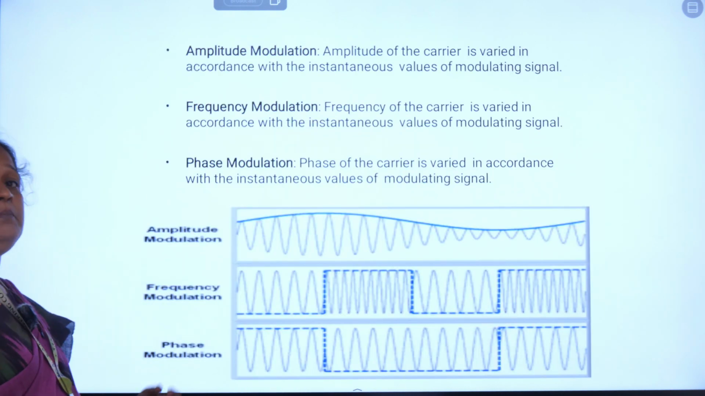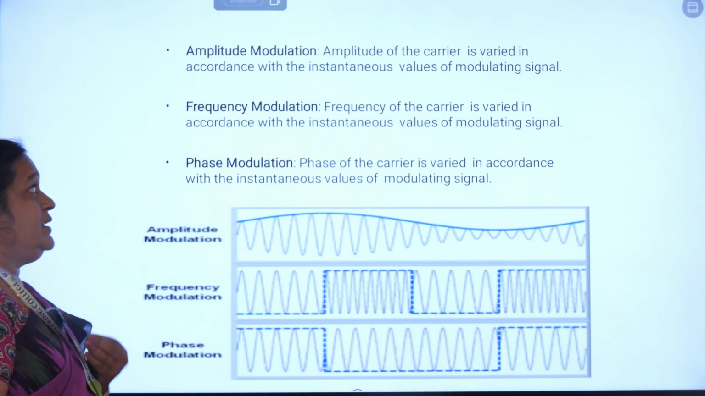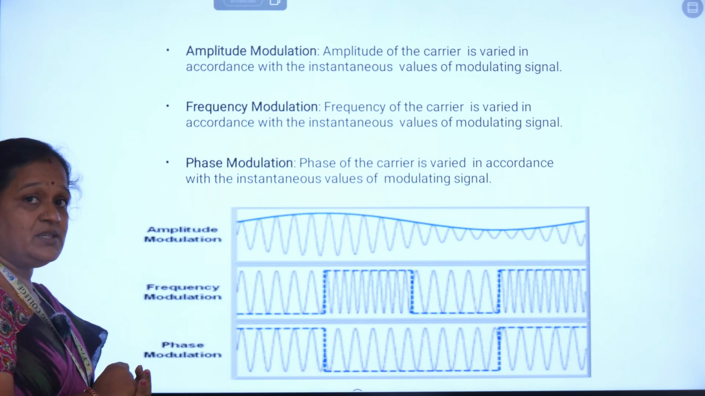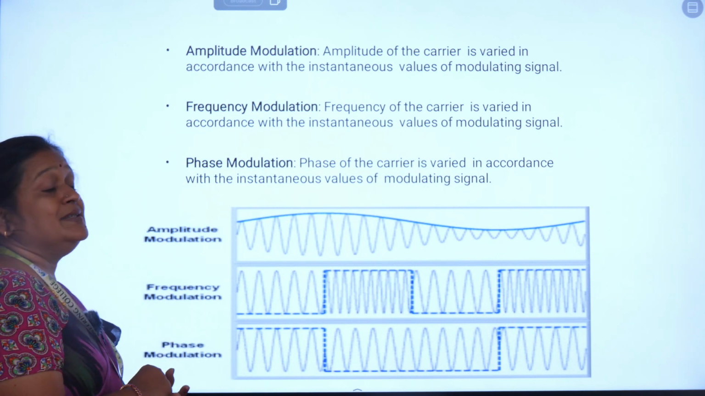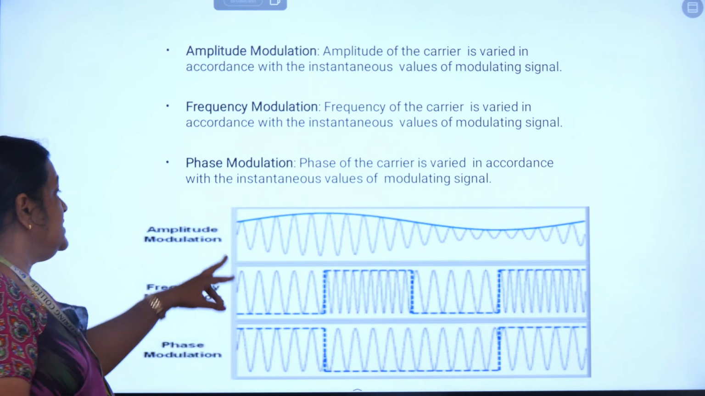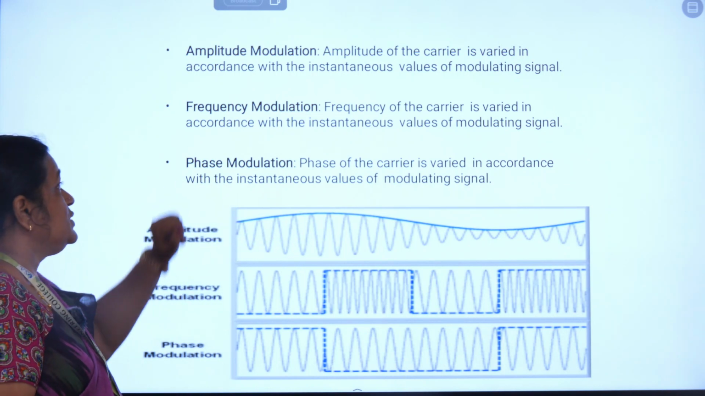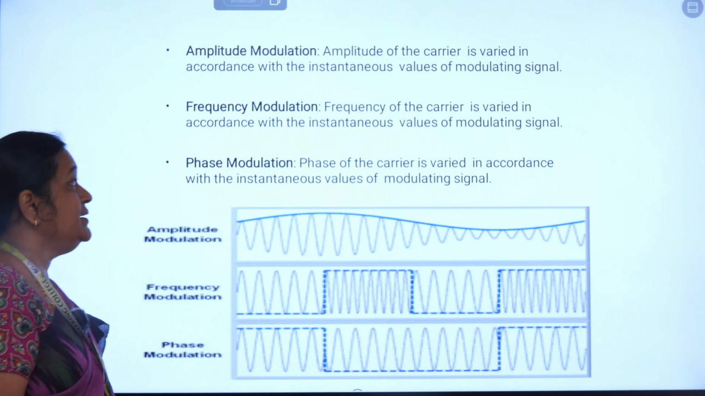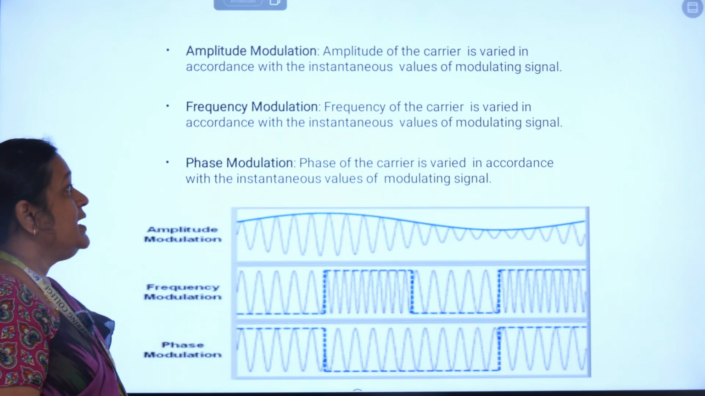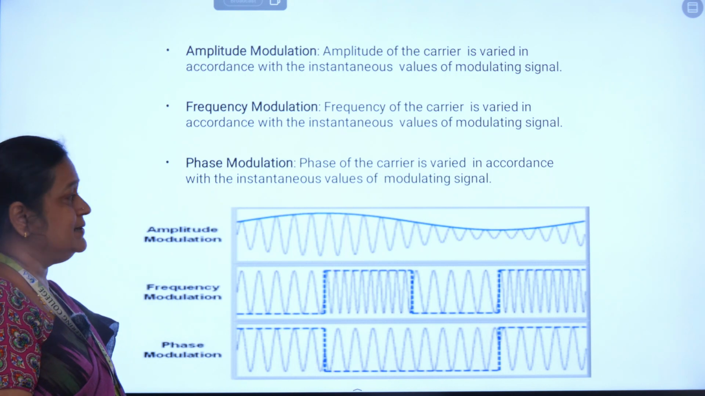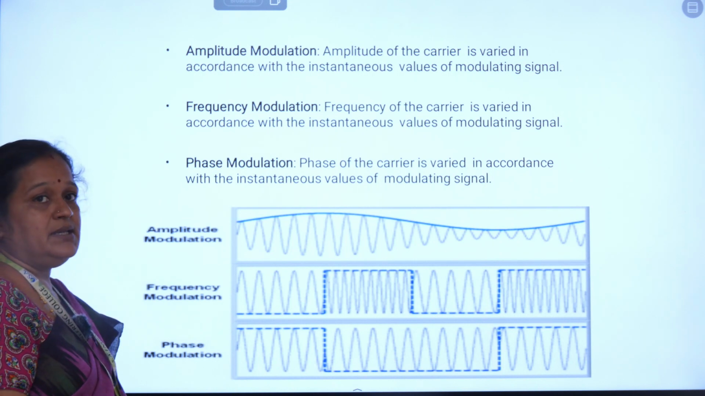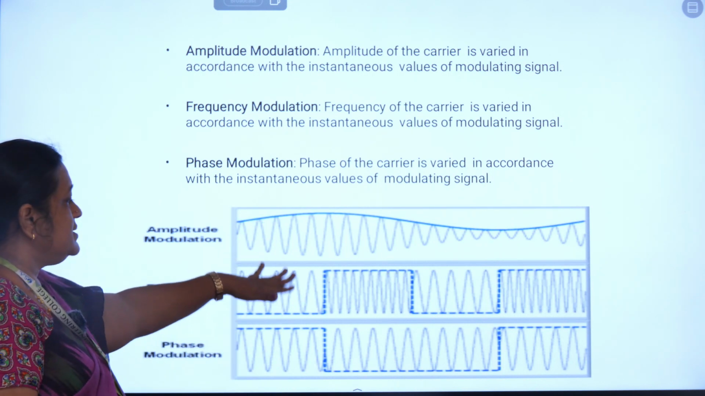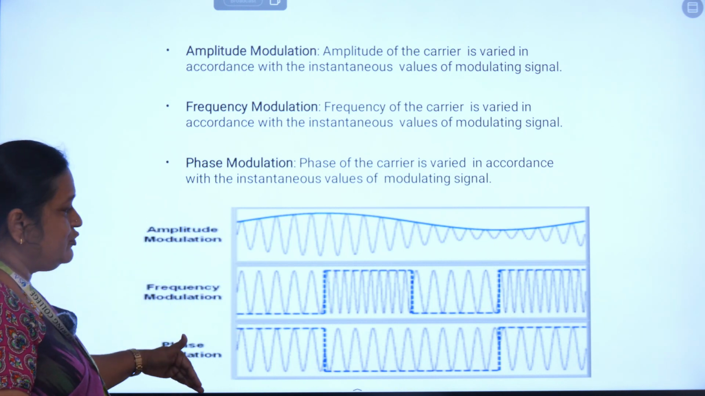First we will discuss some basic types of modulation. Amplitude modulation is continuous wave modulation and sometimes it's called analog modulation. In amplitude modulation, the amplitude of the carrier is varied in accordance with the instantaneous value of the modulating signal. So this is an amplitude modulated wave. Next one is frequency modulation. Frequency of the carrier is varied in accordance with the instantaneous values of the modulating signal. Next one is phase modulation. Phase of the carrier is varied in accordance with the instantaneous value of the modulating signal. So this is a basic waveform of amplitude, frequency and phase modulation.